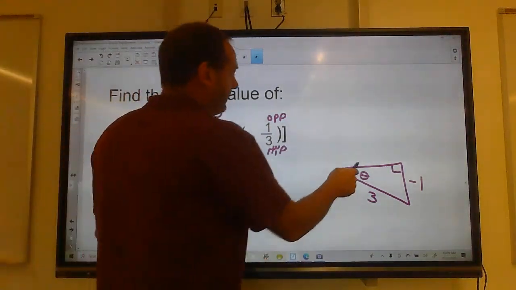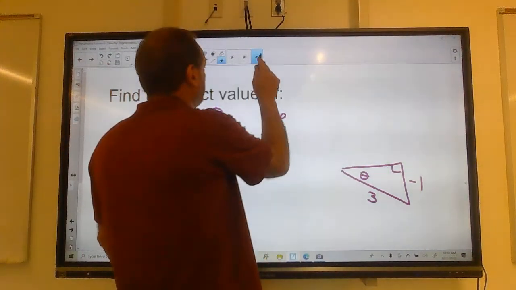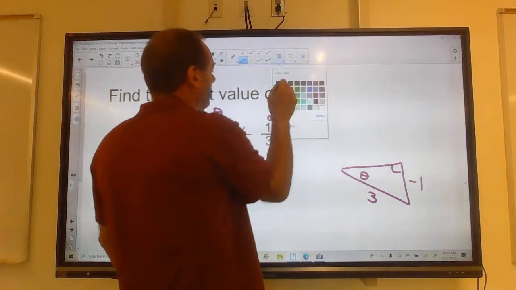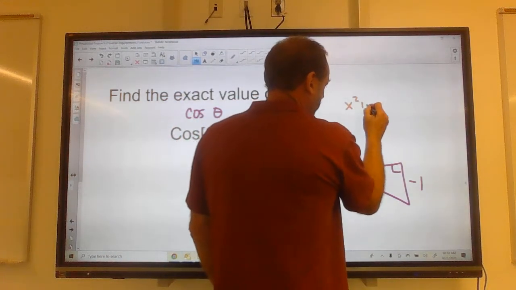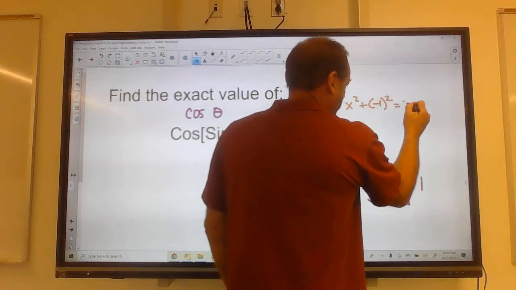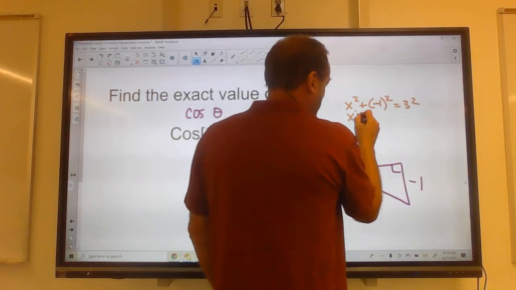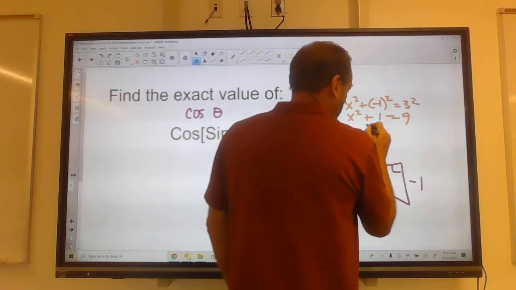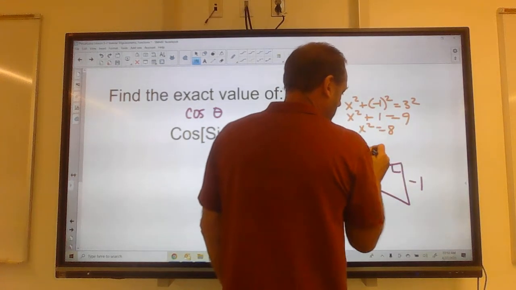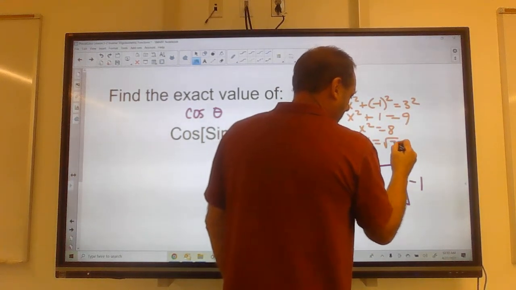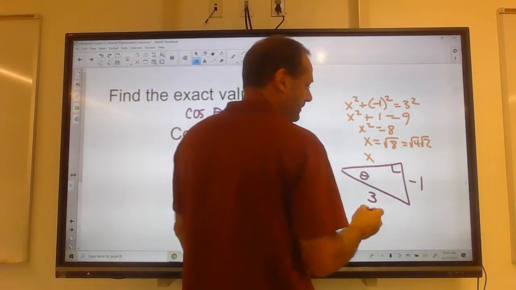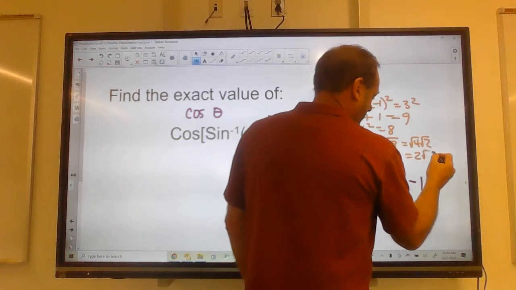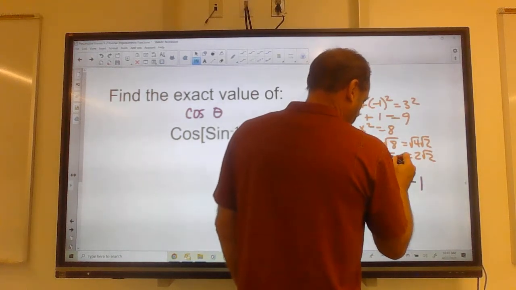Now I'm going to figure out what this side is using the Pythagorean theorem. So that would be x squared plus negative 1 squared equals 3 squared. So x squared plus 1 equals 9. X squared is 8. X is the square root of 8, which is the square root of 4 times the square root of 2, which is 2 square roots of 2. So this side here is 2 square root of 2.